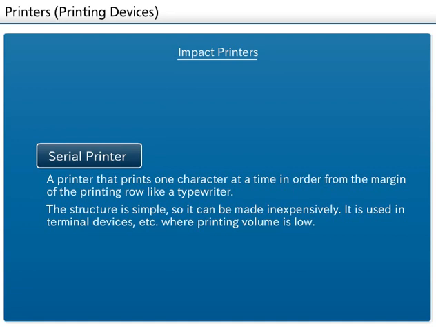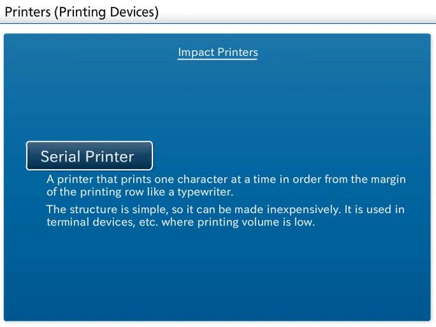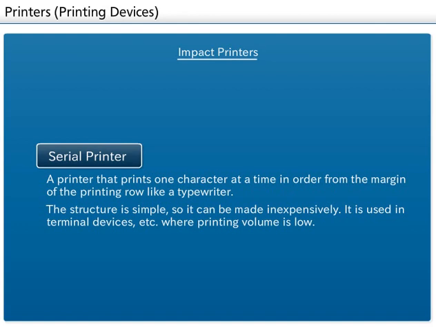A. Serial printers. A printer that prints one character at a time in order from the margin of the printing row like a typewriter is a serial printer. This structure is simple so it can be made inexpensively. It is used in terminal devices, etc., where printing volume is low.